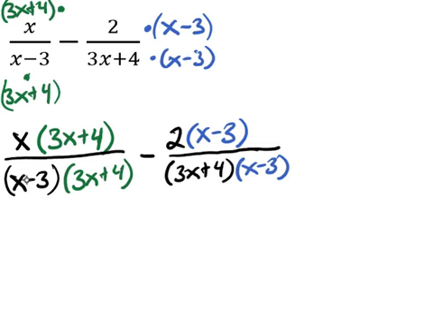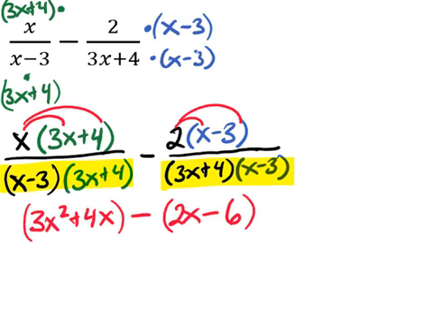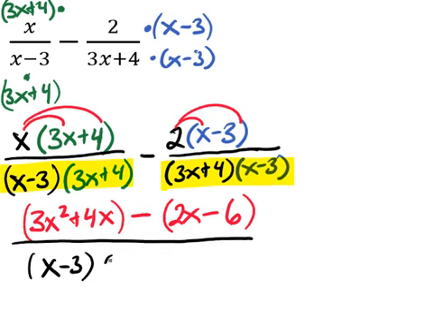So here we can now see that we have common denominators, but before we do the subtraction, we're going to distribute our numbers inside. Then that gives us 3x squared plus 4x minus 2x minus 6. And our denominators are the same now, so we can just write that one time: x minus 3 over 3x plus 4. Now we're going to do the subtraction, but I prefer to distribute that in. That's what I like to do.